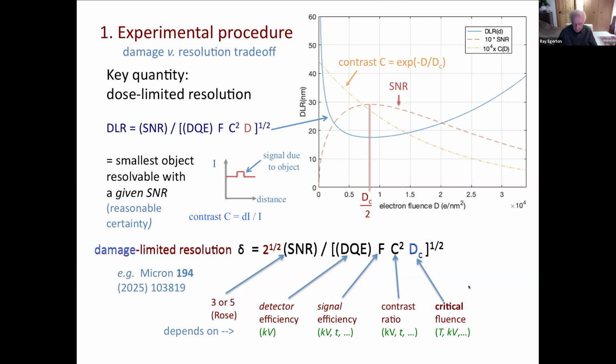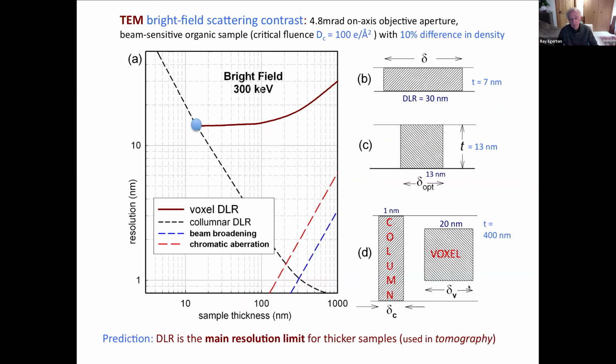And we can apply that formula to various ways of imaging in the electron microscope. This graph is for the case of TEM bright field scattering contrast with a small 5 milliradian on-axis objective aperture. We have a beam-sensitive organic sample. We're calculating for a critical fluence of 100 electrons per angstrom squared, and for a feature that differs in density by 10% compared to its surroundings.